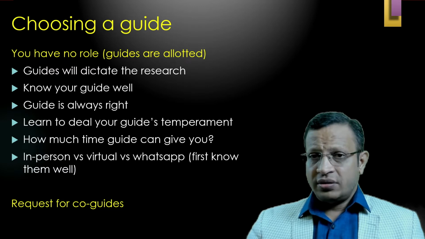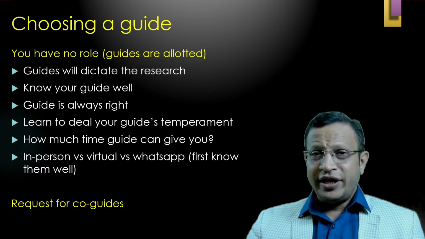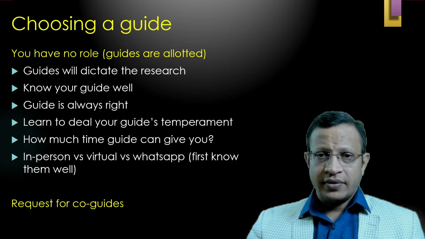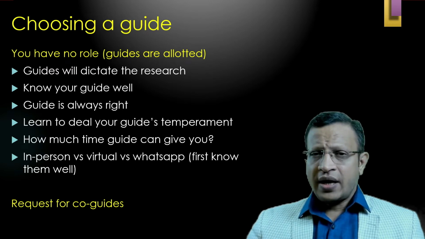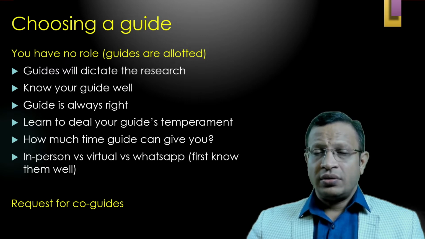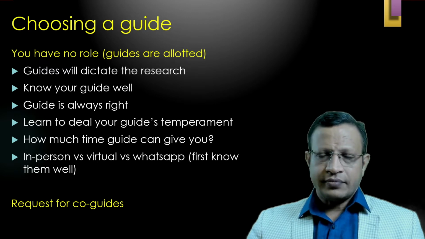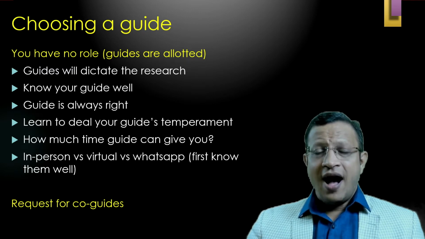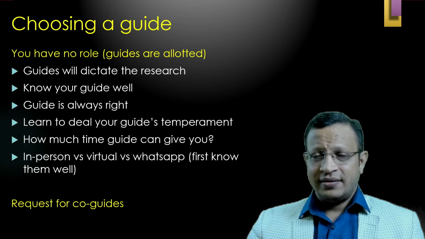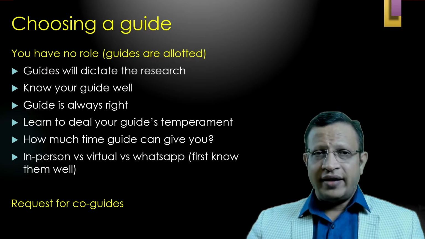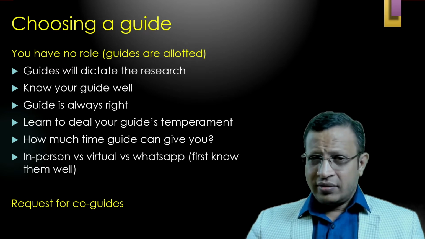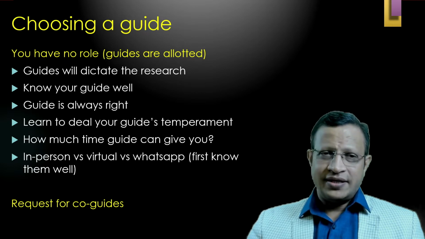If there is an option of choosing a guide, you need to ask your seniors when you enter into the institution, maybe 1 or 2 days after the admission. Check whether the thesis is there, and for the thesis, whether the guide is allotted or you have a choice to choose the guide. If there is a choice, ask your seniors and also maybe senior residents and know your guide well. And remember, when you do thesis, guide is always right.